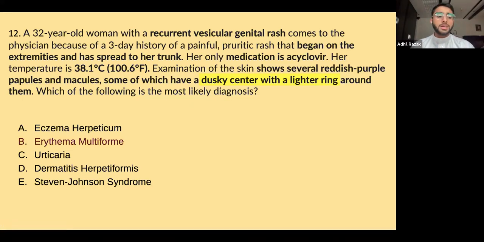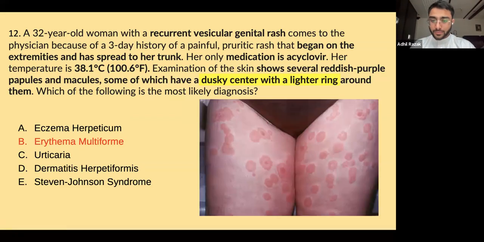The answer is erythema multiforme. And you can see the image right here. It's very characteristic. If you see this image, it is erythema multiforme. There's a dusky center, there's a lighter ring around it, and these are reddish purple papules and macules. But can someone tell me why she is taking acyclovir? Why does she have a vesicular genital rash? And why exactly does she have erythema multiforme?